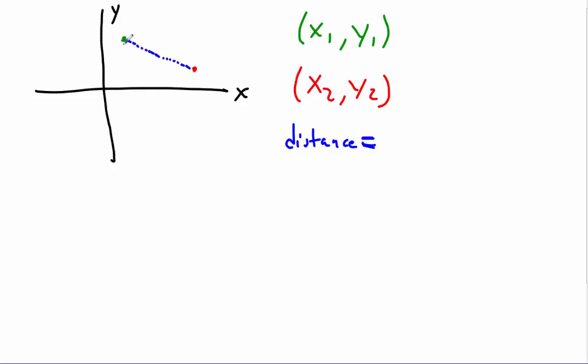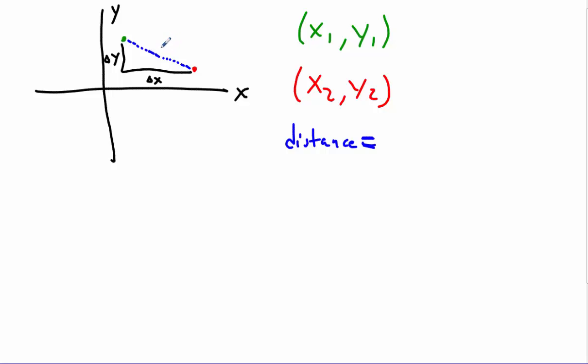Okay, so if you notice, if I were to draw a right triangle, basically the distance is going to be the hypotenuse. And this is the delta y, and this is delta x. So basically what we have to do is square this, add it to the square of this, and it will equal the distance, aka our hypotenuse.